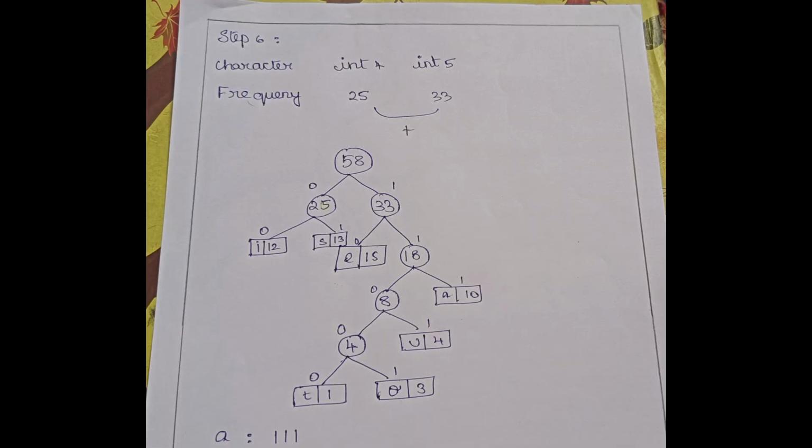Now in the sixth step we have to add the internal node 5, 33, into the tabular column. Now the tabular column contains only two nodes and we have to add those two nodes. After adding we get 58. Now we have to split the 58 into left and right node. Left node contains 25, which is internal node 4, and right node contains 33, which is internal node 5. We have to split the internal nodes 4 and 5 into right and left.